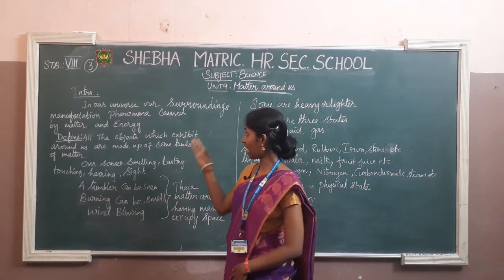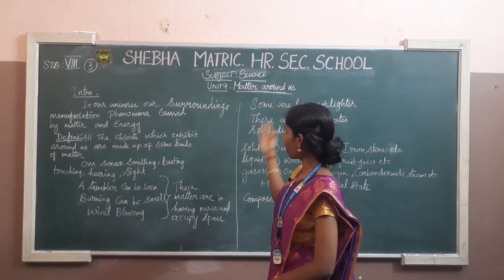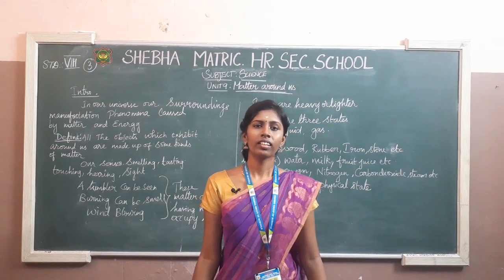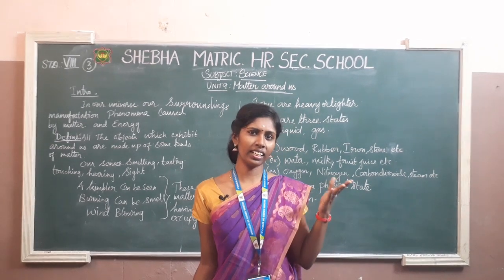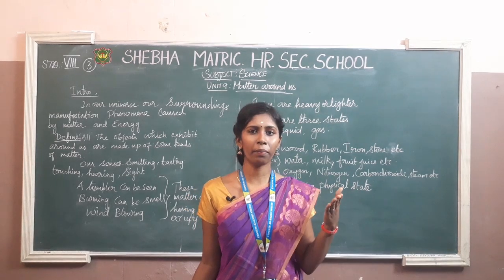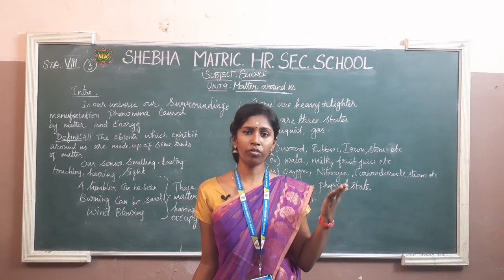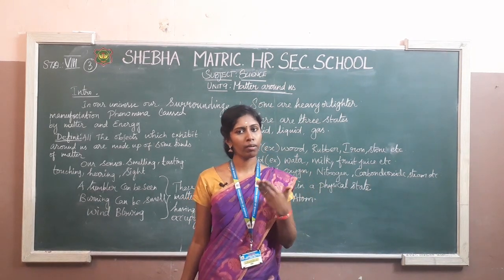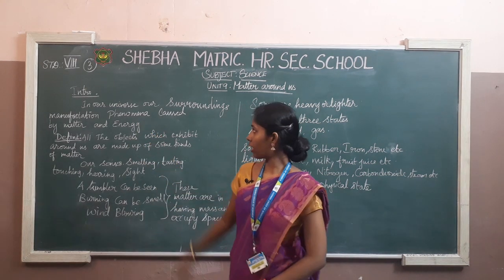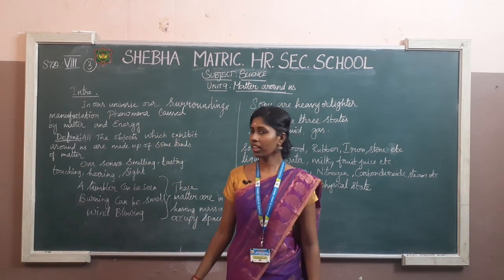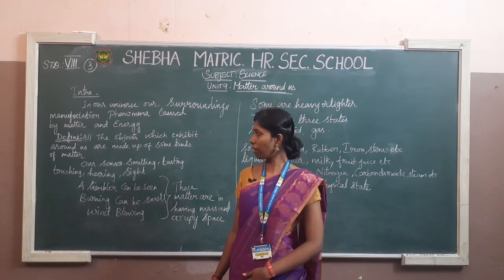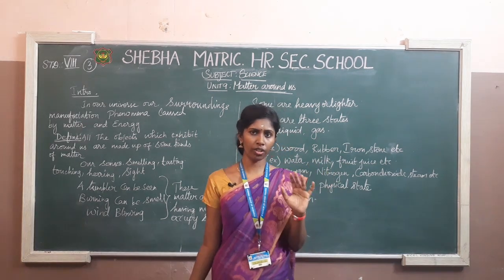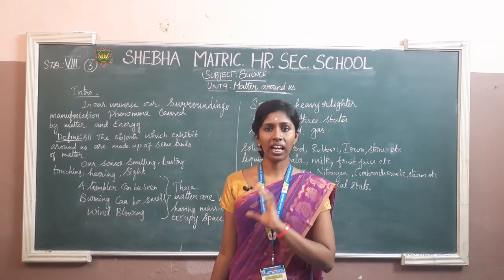So now we start our class 3. The topic is matter around us. In our surrounding, what is matter? In our surrounding, a number of dust particles and objects will be there. It's all made up of atoms. The atom will be made up of matter. So the number of atoms and elements are all made up of matter. So the definition is, in our universe, our surrounding, the manifestation phenomena caused by matter and energy. In our universe, all the manifestation phenomena are made up of matter and energy.